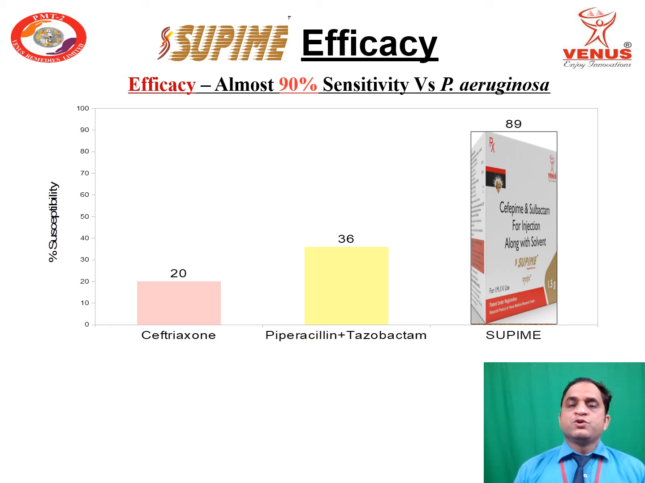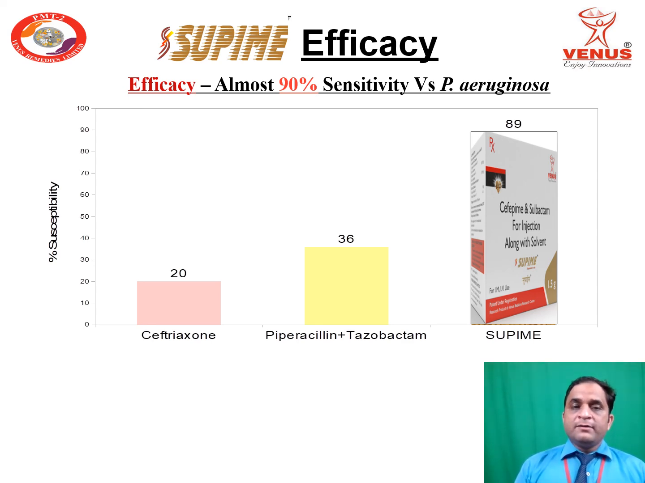Another bacteria, Pseudomonas aeruginosa. In this graph, you can see that against Pseudomonas aeruginosa, piperacillin tazobactam sensitivity is just 36%, whereas the sensitivity of Supine is up to 89%, which is almost 90%.